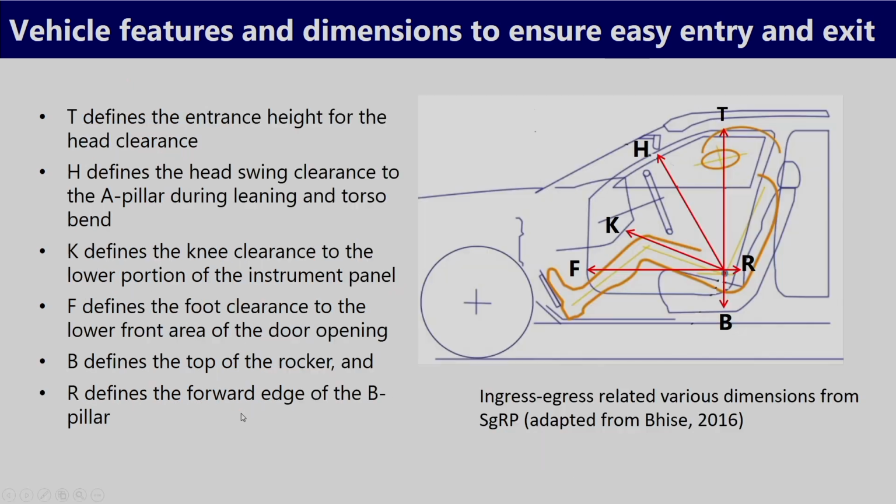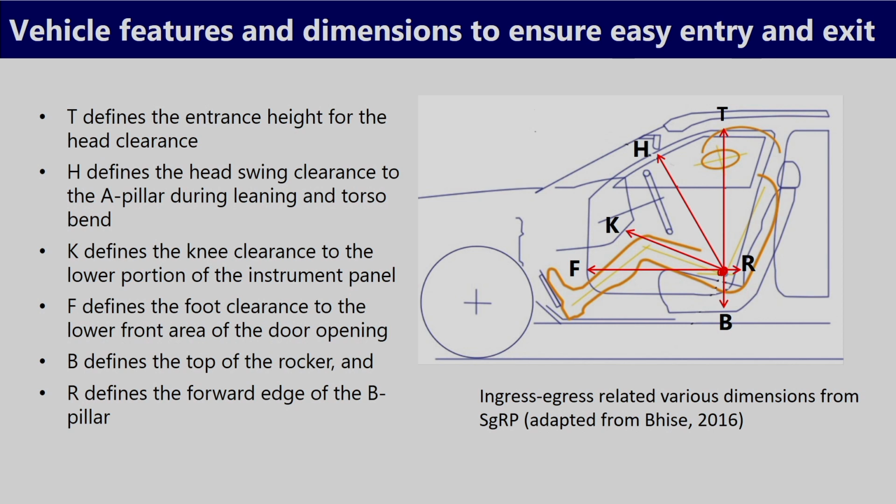These are other components which are not directly associated with the door opening, but they also influence the entry exit process. Now if we look at this particular image, the driver seat is shown, and the door opening is also visible. It indicates the ingress egress related dimensions from the seating reference point. If we consider this the seating reference point, these are the various dimensions associated with the entry exit process.